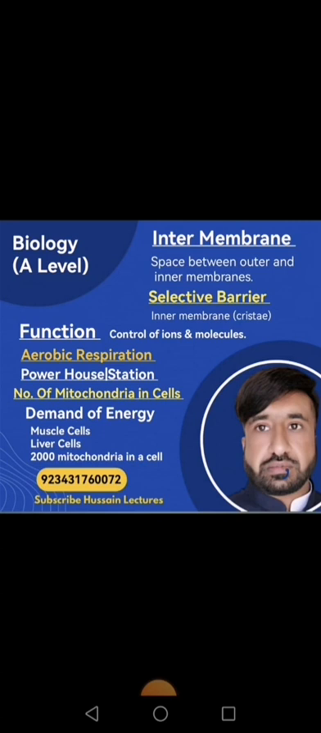The number of mitochondria in cells totally depends upon the need for energy. As we know, body muscles and liver cells require more energy for the proper functioning of their structures. That's why a single liver cell may contain up to 2000 mitochondria.